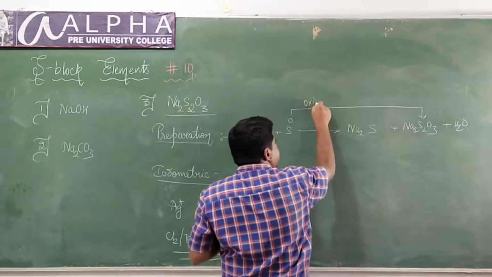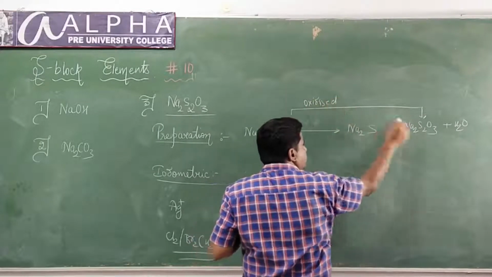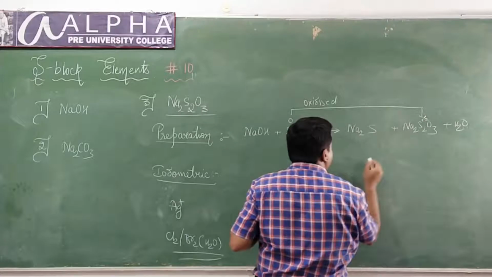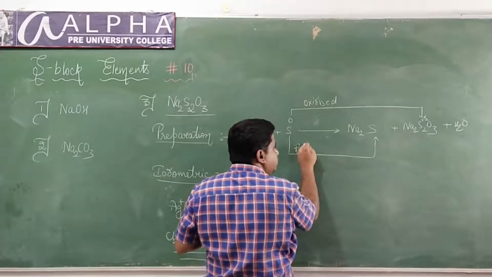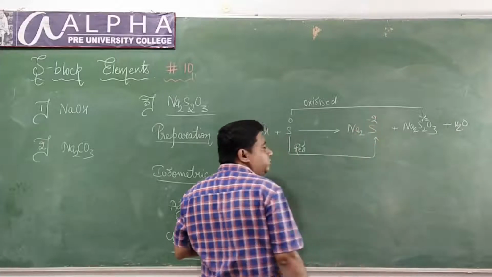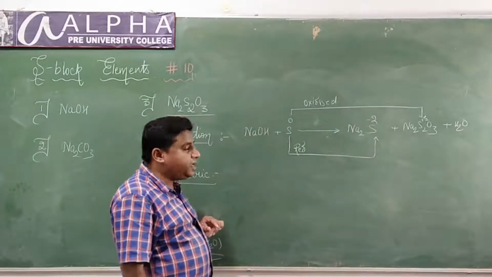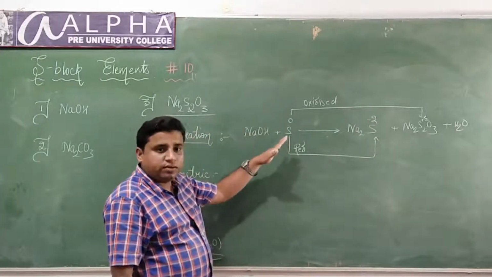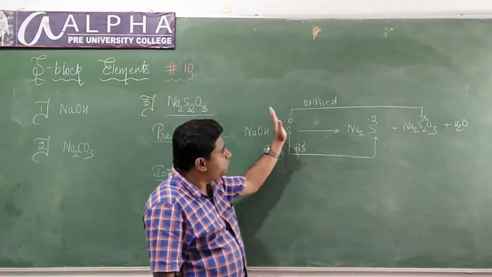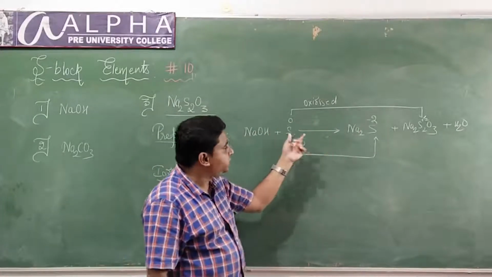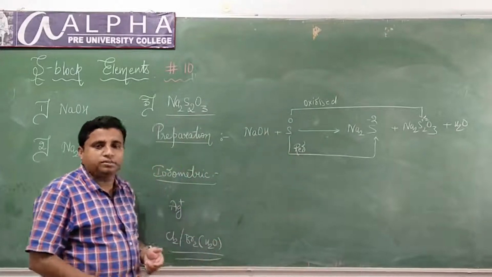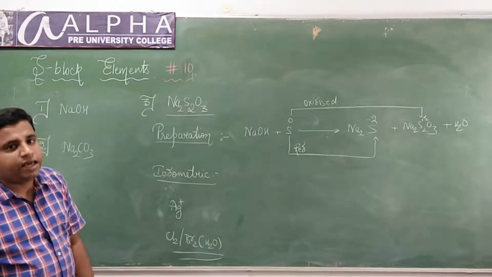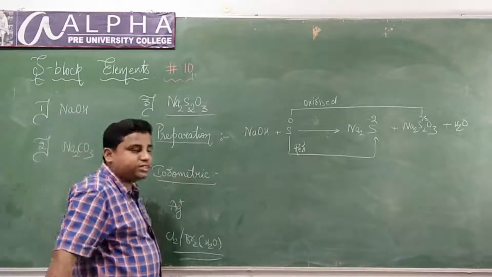Sulfur from here to here is oxidized, because the oxidation state of sulfur is going to be +2. From here to here, it is reduced because the oxidation state of sulfur is going to be -2. So it involves both oxidation and reduction of the same element. So what type of reaction is it? It's a disproportionation reaction. This is the second time we are studying this reaction.